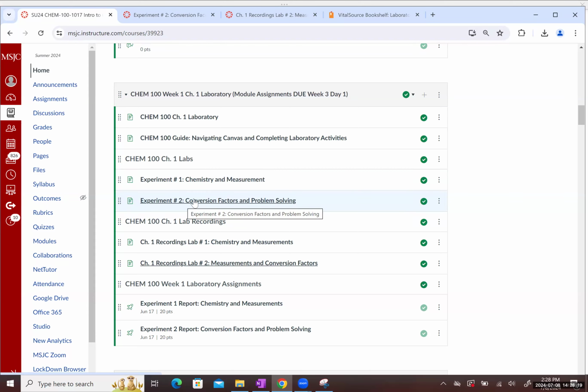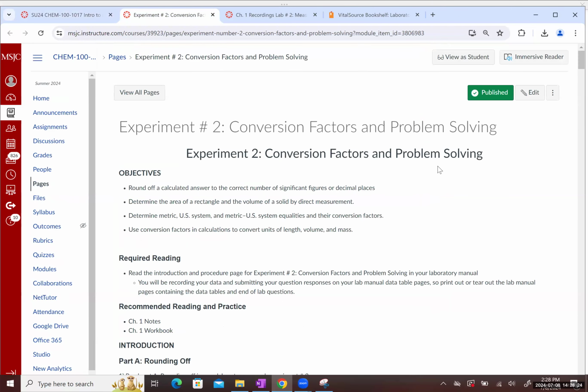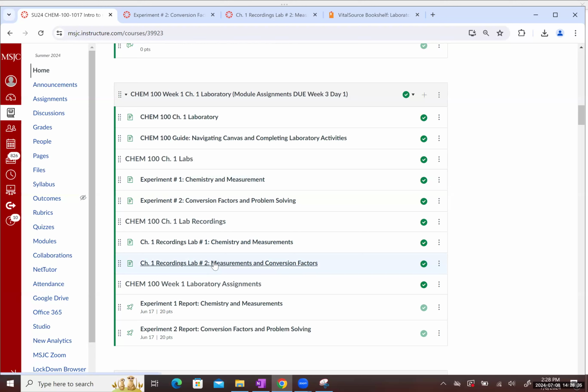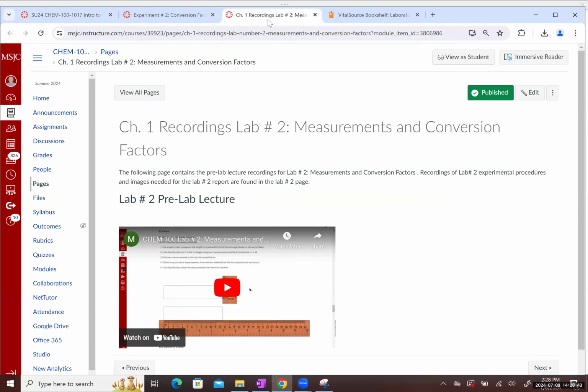As always, if you click on the Experiment 2 lab page, it pulls up the Canvas lab page for this experiment, and this is where we'll find all of the data that we'll be using to fill in our laboratory report sheets. Additionally, there is also a series of lab recordings. There are recordings for Lab 2, measurements and conversion factors, and this provides a discussion of the theory behind this lab, as well as a brief review of the general concepts covered as part of Chem 100 Experiment 2. If you need any help with the calculations, I recommend checking this supplemental pre-lab lecture recording.